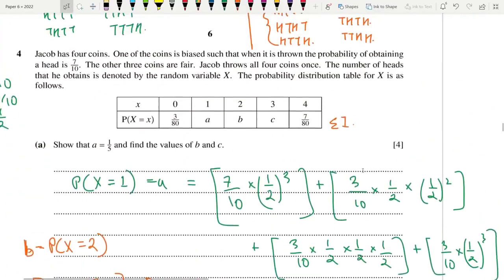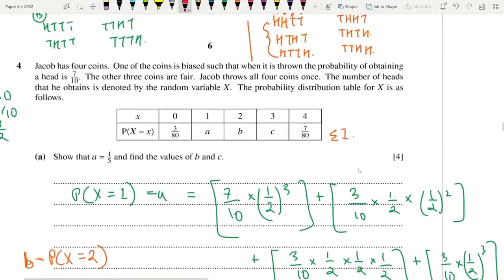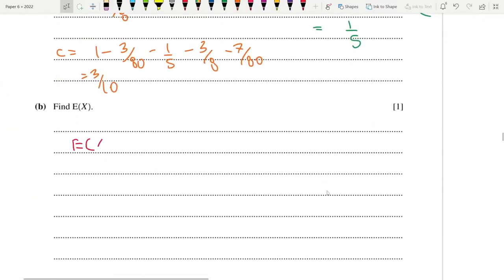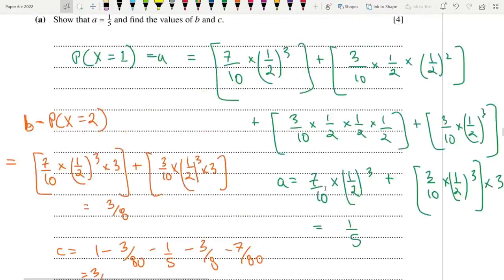Next, find out the expectation. So what is the expectation basically? It's the probability multiplied by the value of x. Okay, so let's find out expectation. You got to show the steps. So E(x) is actually equal to, what's the first one?